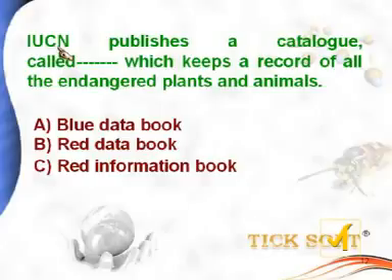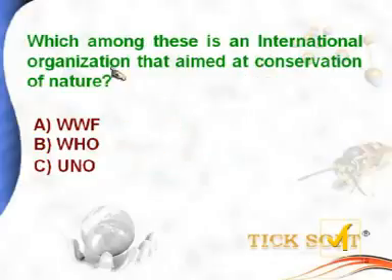Those endangered plants and animals are recorded in a book, that is a catalogue book. And what is the name of that catalogue which is published by IUCN? The name of that catalogue is Red Data Book. Okay, so option B, Red Data Book, is the answer.